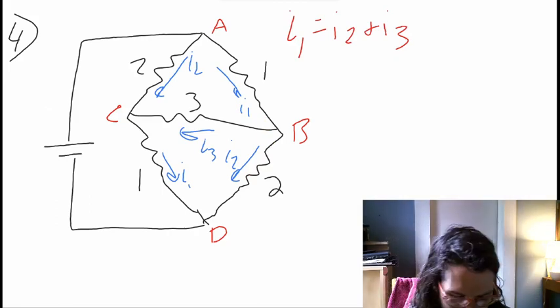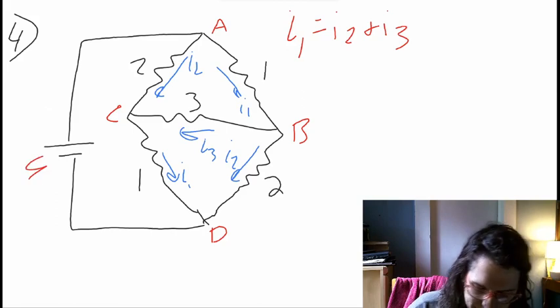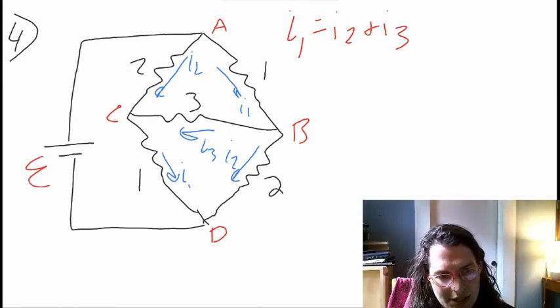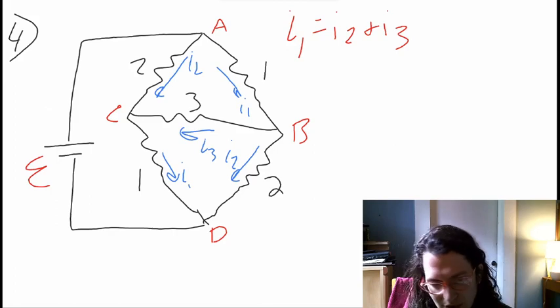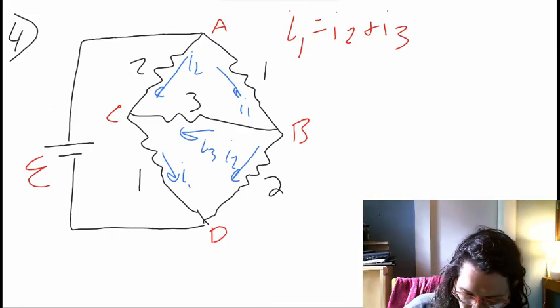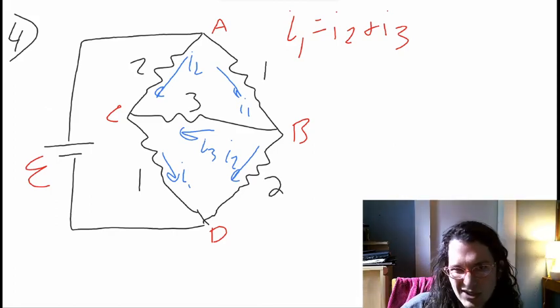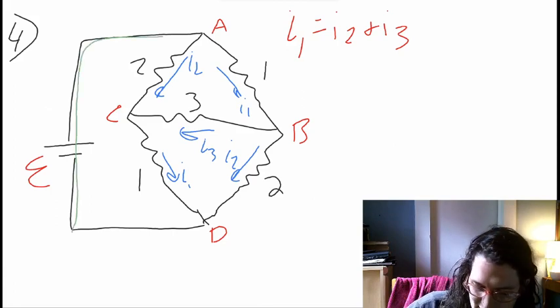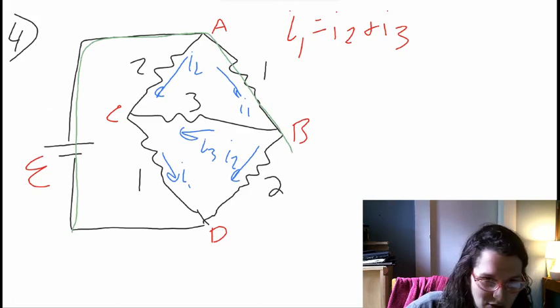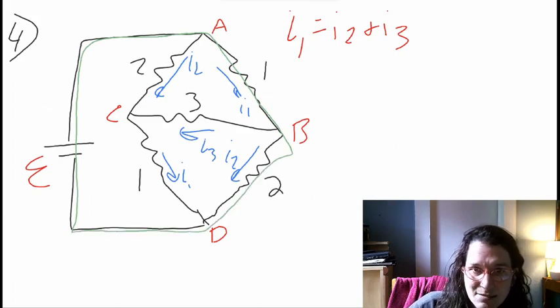We have an EMF here on the left-hand side, and we know that EMF is going to be dropped over whatever path we happen to take through the circuit. So to turn this into a loop rule, you have plus this EMF, minus this voltage over this resistor, minus this voltage over this resistor, and then you get back to the beginning. So that's one equation that you could have.